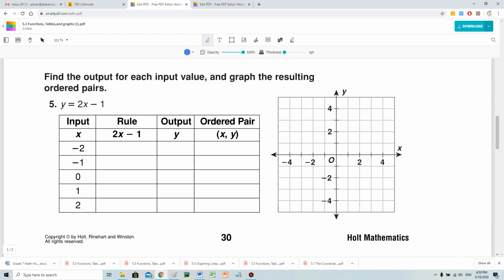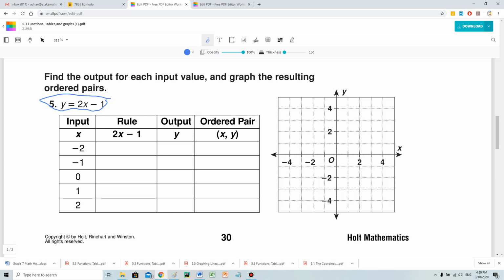All right, let's look at another example. It says, find the output for each input value and graph the resulting ordered pairs. So very straightforward. Our rule, our equation. So how can we calculate y? We have our input, we have our x values, which are our input. How can we calculate y? Well, it's simple. We just substitute. We substitute for each input to get our output, then we create our ordered pairs and we plot the points. That's it.